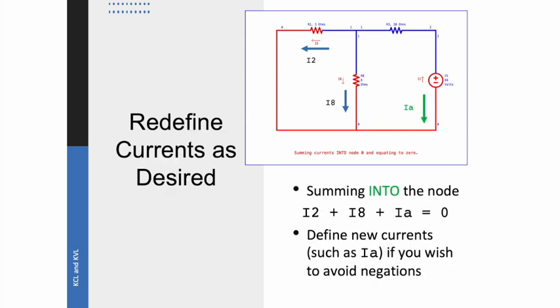Now, let's say you wanted to sum currents into the node and you had one of the current arrows that was predefined to go out. This can happen. Don't let that bother you. If you would like to have simpler algebra where you're summing all of these, fine. Define a new current, turn it around, define IA going into the node, and then algebraically these are all added. That's perfectly fine.